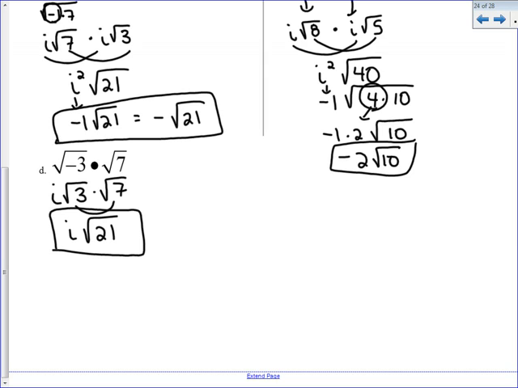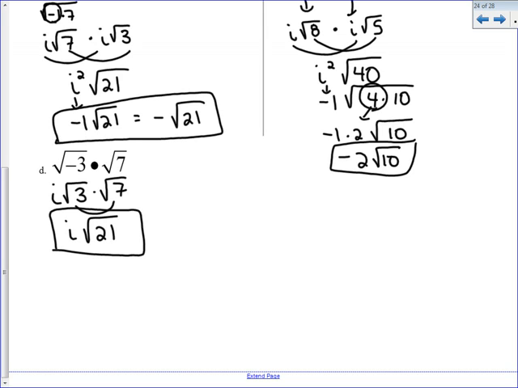Questions? I told you, the imaginary stuff is just like one little add-on to everything we've already done. But just remember, until you get the i's outside, there is no product rule. You've got to get the i out first.